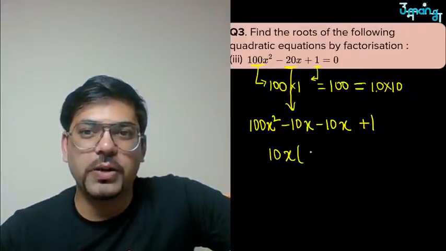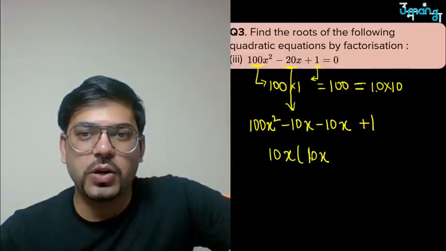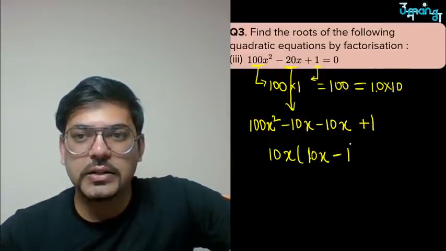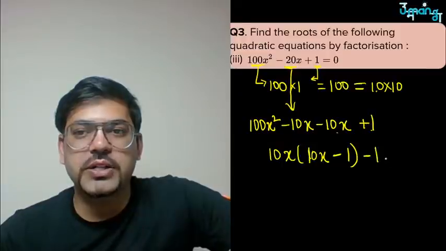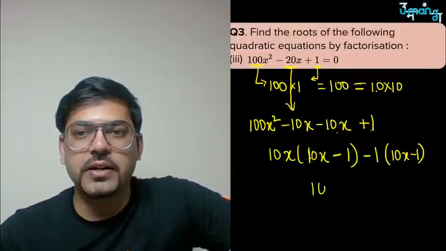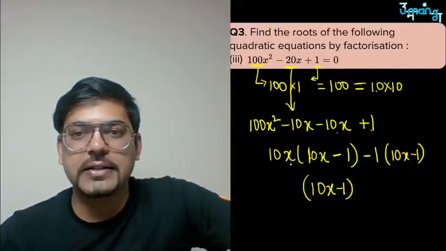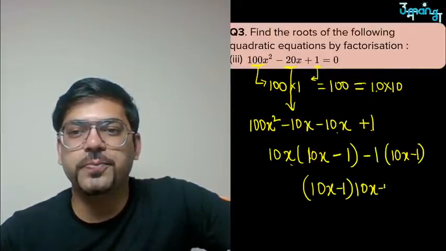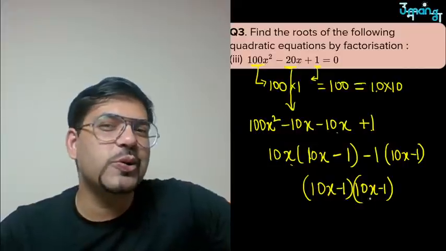As soon as we take 10x common, the remaining will be 10x and 10x minus 1. From these two terms nothing is common, so I'll just take minus 1, so 10x minus 1. So what we have got is 10x minus 1 and 10x minus 1 in the first bracket, and the second bracket is also 10x minus 1. So basically it is coming as a whole square, isn't it?